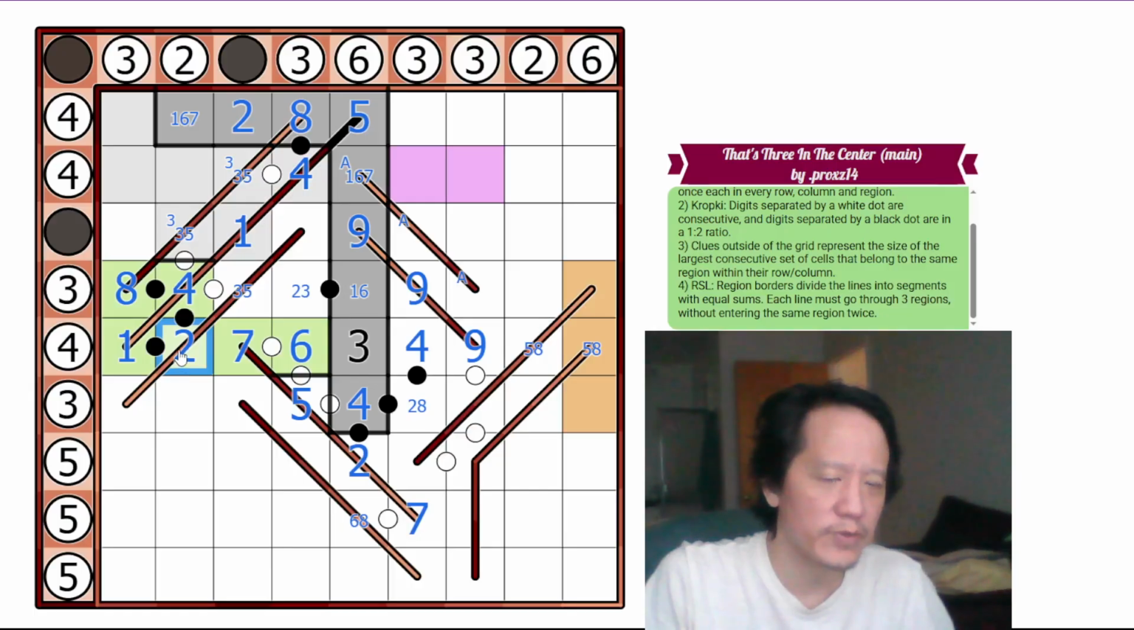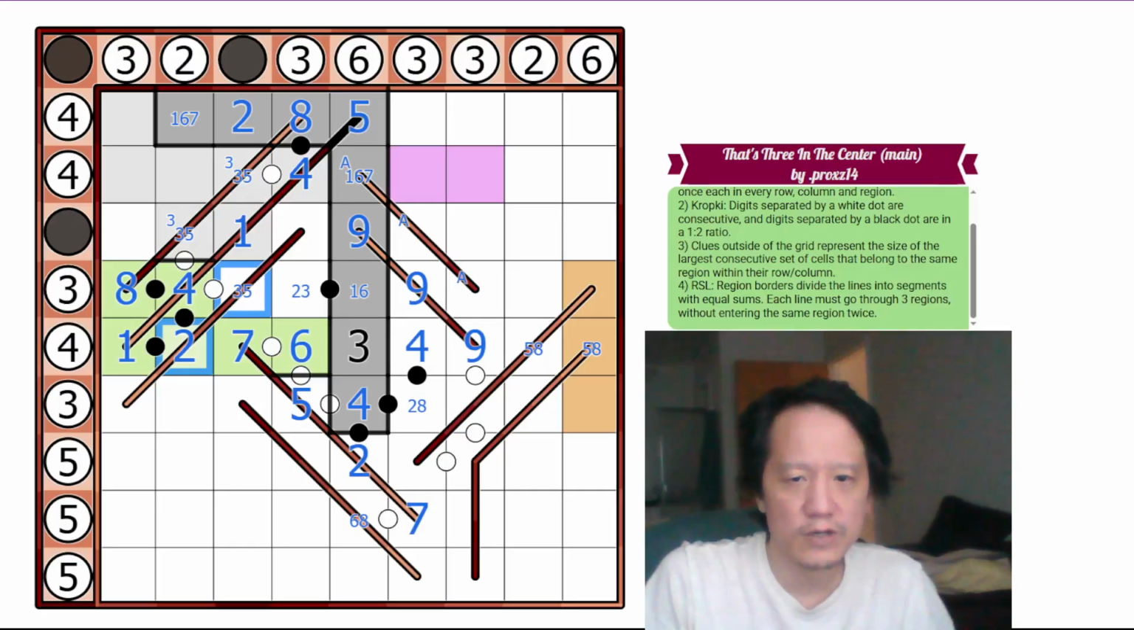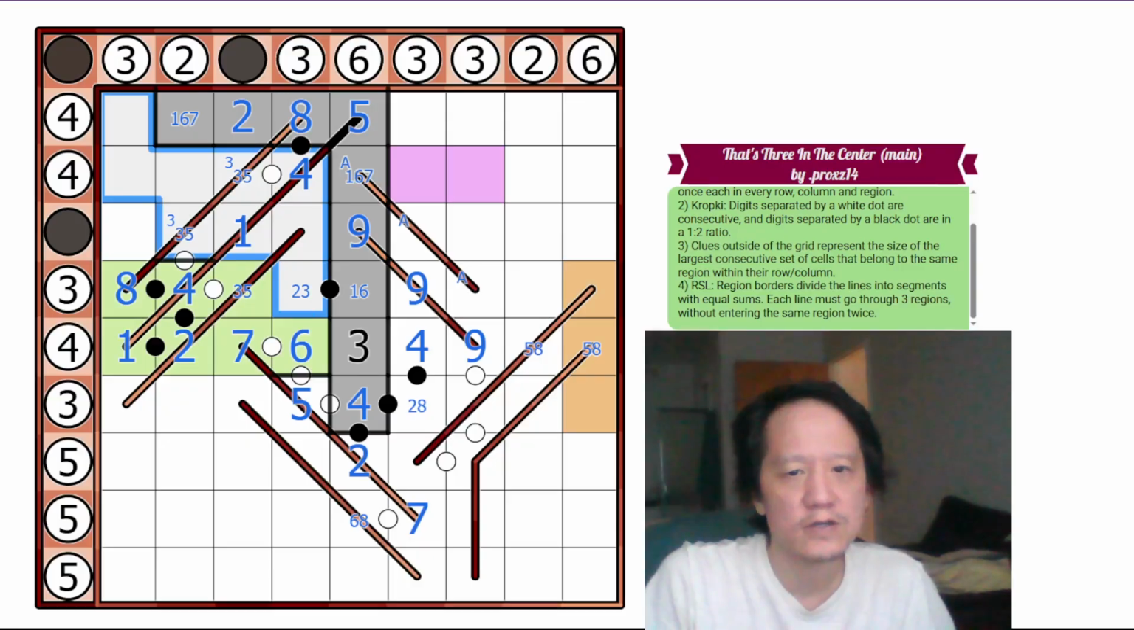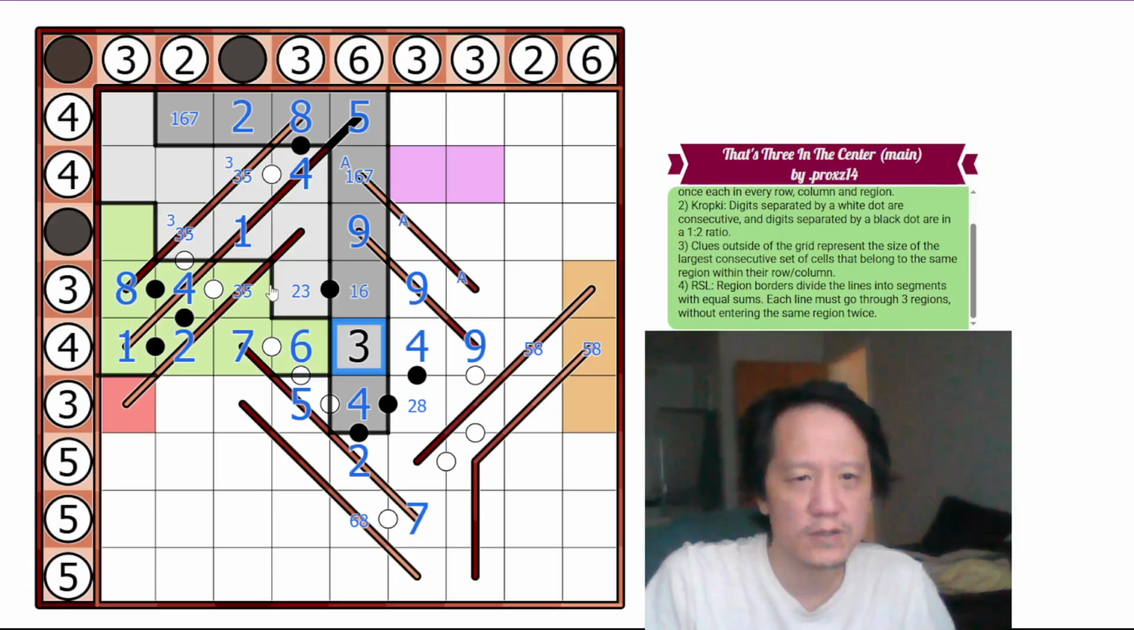The green cannot be by itself. So this has to be green. This has to be light by itself. This can't be 4, so this is light. 1, 2, 3, 4, 5, 6, 7, 8, 9. So that's the whole light region. This must be separate because this can't be green. This is green. And this is red.